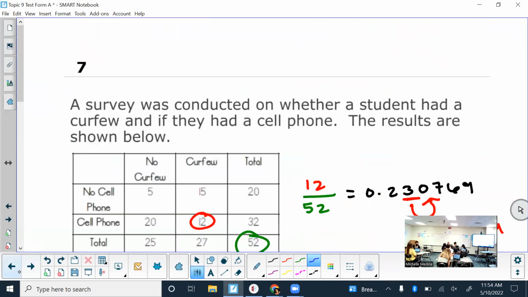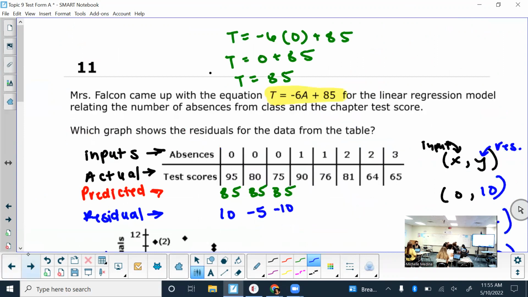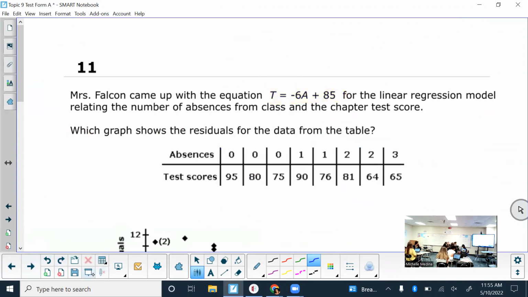11. All right, so another residual one, you will have another residual plot problem on your retake. So here's how you can tackle it. Mrs. Falcon came up with this equation. So another trend line in the form y equals mx plus b, relating the number of absences from class and the chapter test score, and which graph shows the residuals for the data from the table. So again, what's the formula for residuals?